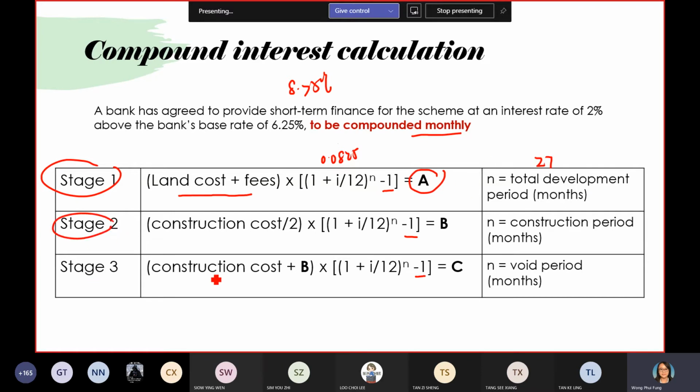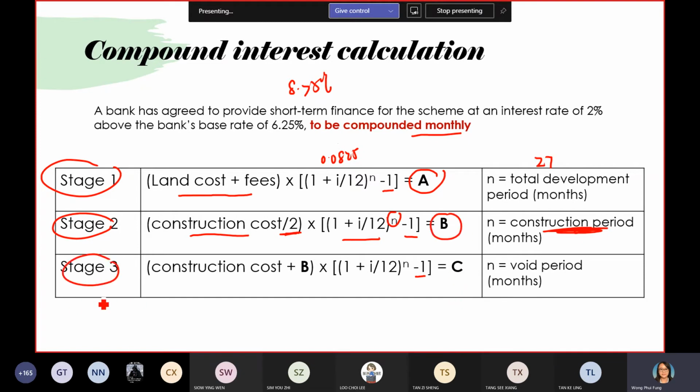Stage 2, as I told you, we won't charge interest as one lump sum at the beginning. We charge the interest based on the work progress. That's why when you plot the construction work progress, it's actually an S curve, a triangle curve. That's why you need to divide by 2. Here everything is the same, and the n here we use the construction period. Okay, so you get item number B.